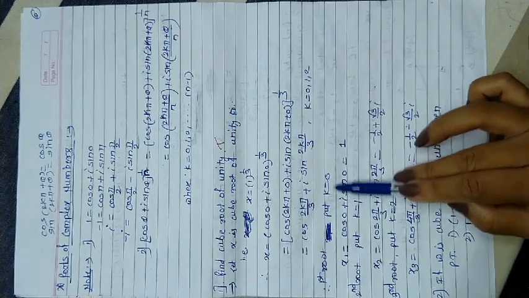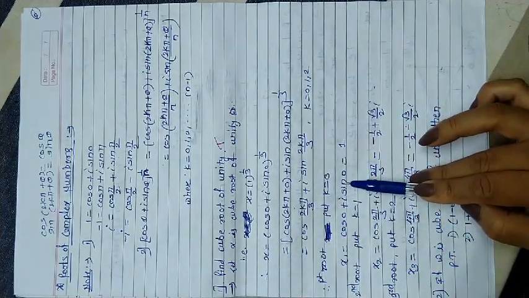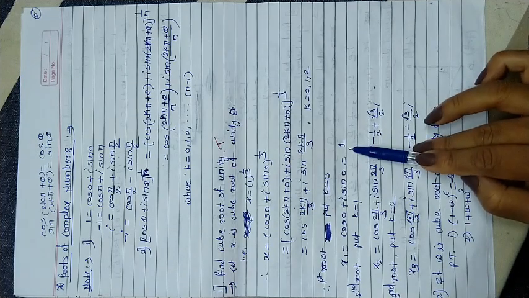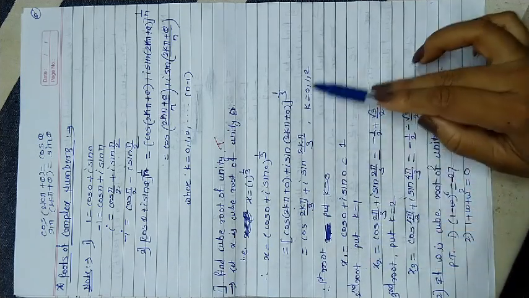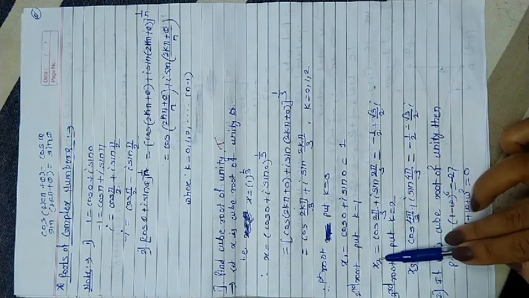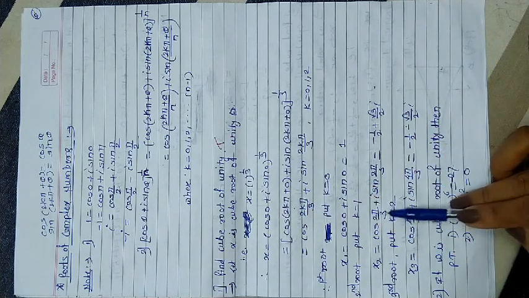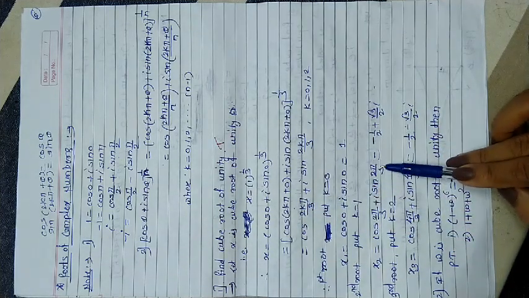Okay, now put k is equal to 0 here. We get first root x1 is equal to cos 0 plus i sin 0, which is again 1. Okay, put k is equal to 1, next value. In this equation we get second root x2 is equal to cos 2 into 1, that is 2 pi by 3 plus i sin 2 pi by 3.